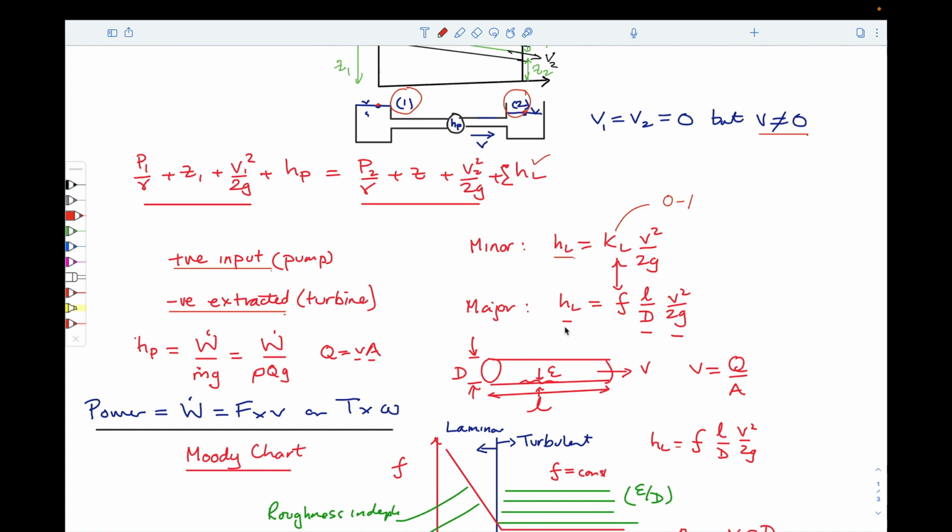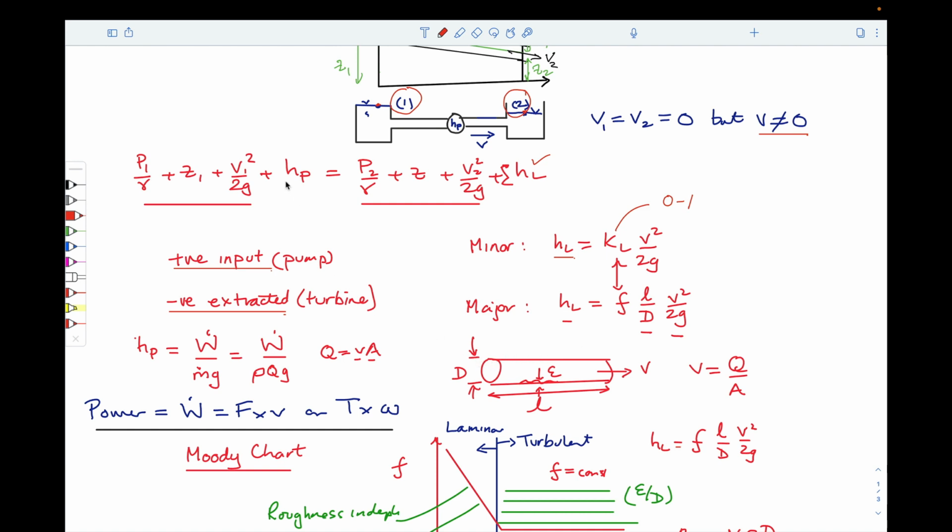And the major losses, which are small incrementally, but are integrated over the long length of the pipe and the diameter of the pipe, which again are defined in terms of the velocity head, length to diameter ratio of the specific pipe, and some kind of friction factor, which is a function of whether we're laminar or turbulent.